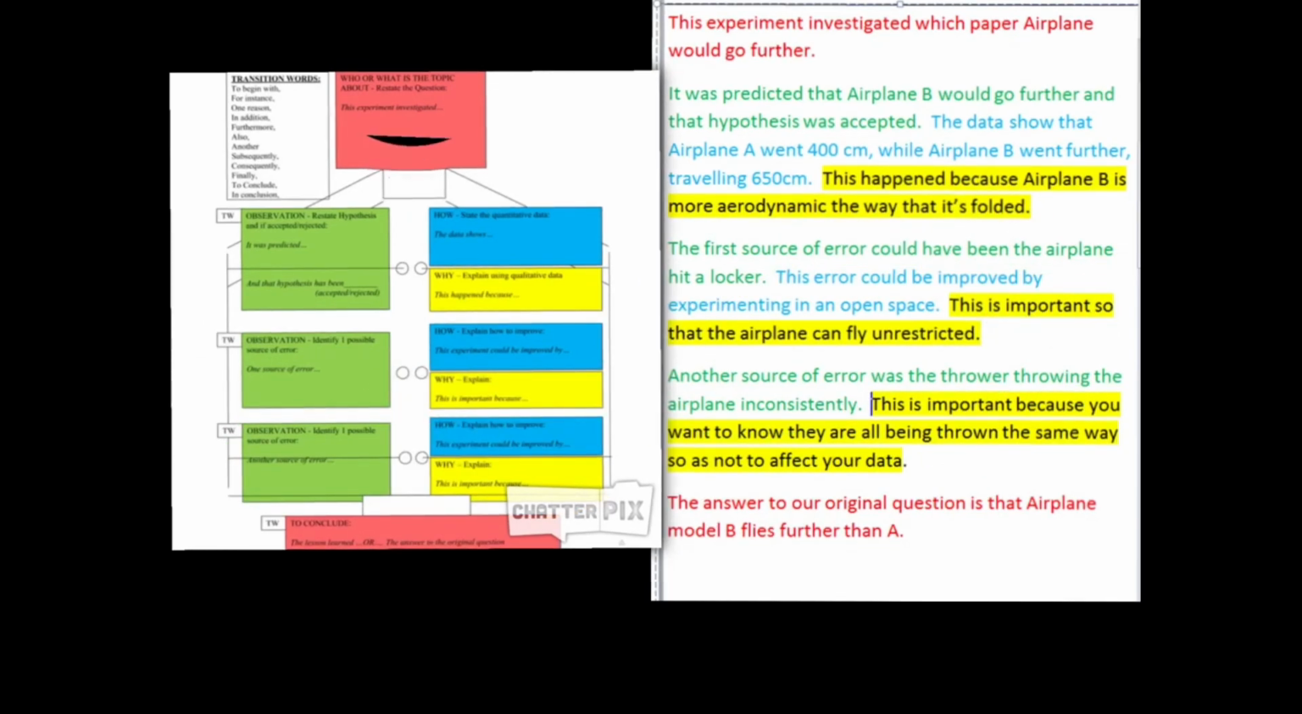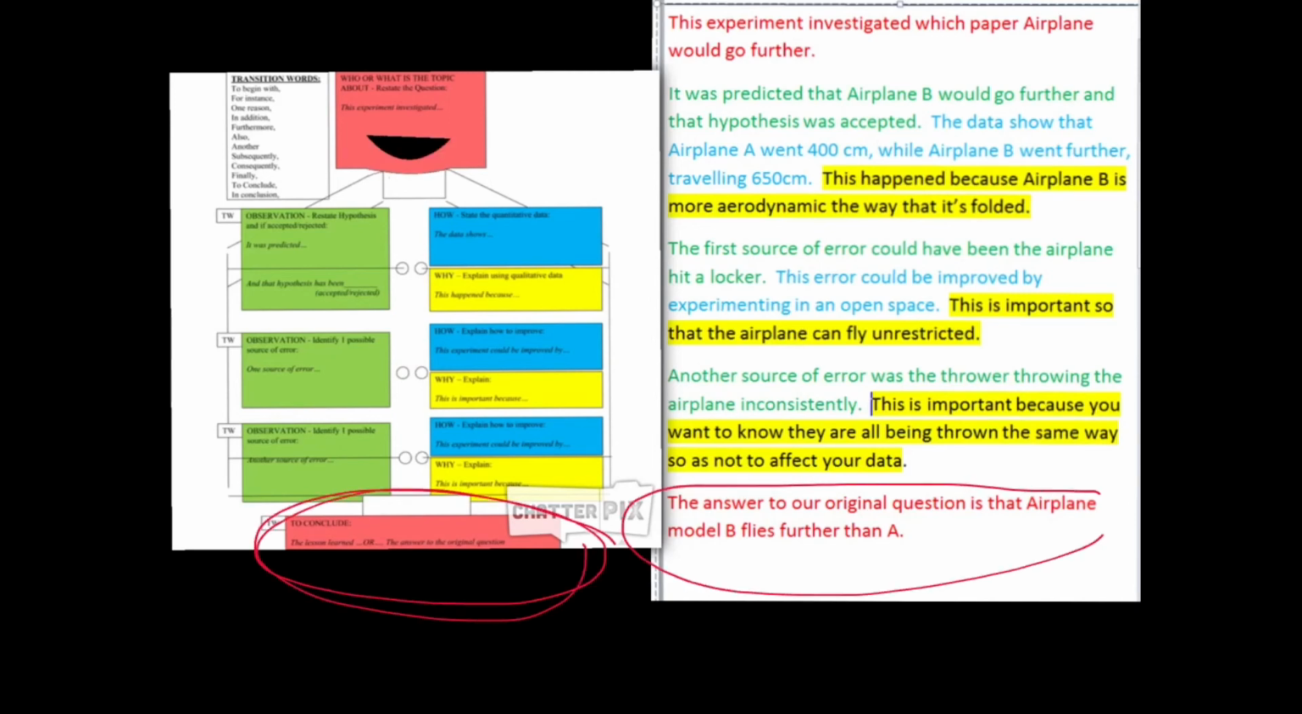The final box at the bottom at my feet is where I answer my original question. I say what the lesson was that I learned. So I conclude at the feet in red.